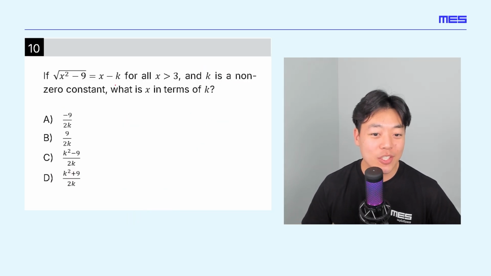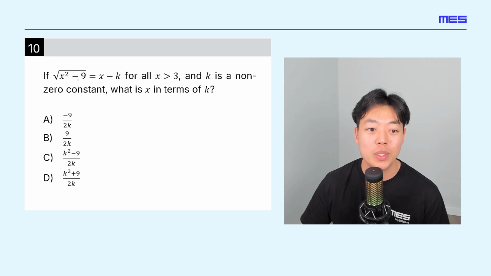We have an equation for all x greater than 3, and this is needed because x needs to be greater than 3 in order for everything within this square root to be positive, to be non-negative. And x and k is a non-zero constant. What is x in terms of k?